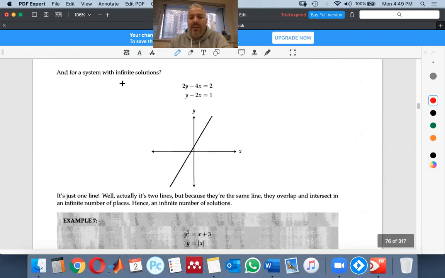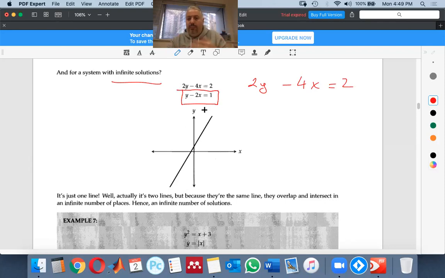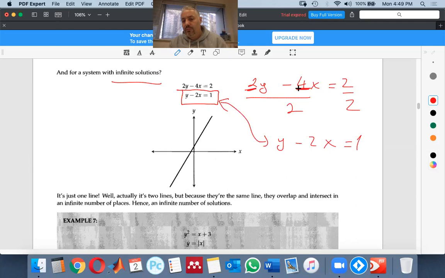Now, what about infinite solutions? When you look at 2y minus 4x equals 2, at first glance this is different from the first equation. It's different, but when you divide by 2, it will be almost the same. Why divide by 2, sir? Since they are multiples of 2. So you mean get y alone? Is that what you're trying to do?